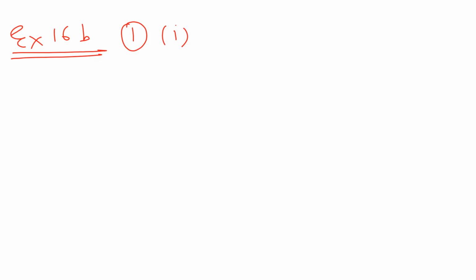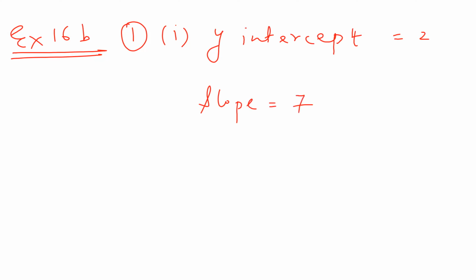So in the first problem, they have given y-intercept is 2, okay, and slope is 7. So we can use slope intercept form because we know the y-intercept over here, right? So this y-intercept is denoted with C and slope is denoted with M. So equation of the line will be y is equal to mx plus c.